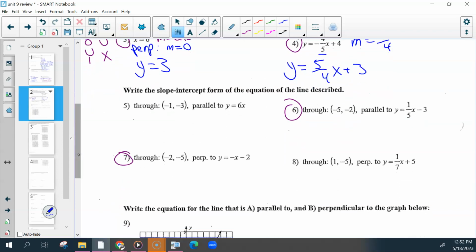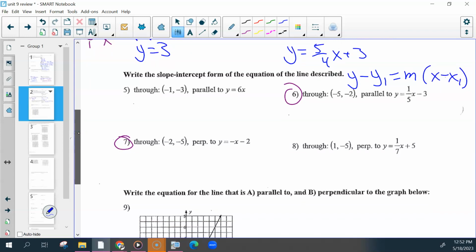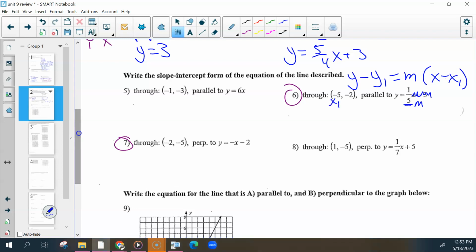5 through 8, you need this formula, y minus y1 equals m times x minus x1. This is on the board as well. So for 6, it's parallel, so the slope has to be the same. So you can cross out everything else in that equation. You don't need it, that way it doesn't confuse you. So that would be your m. You are given x1 and y1 and have to put it into the formula.